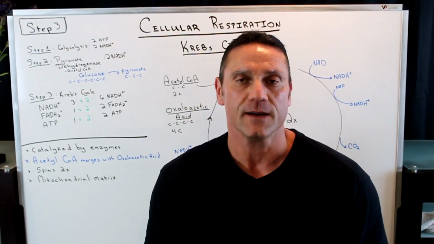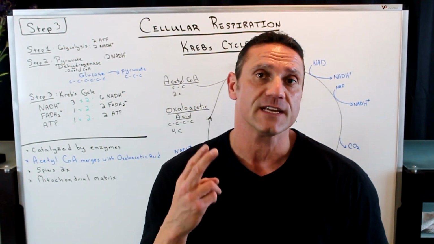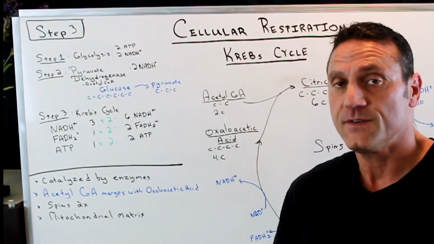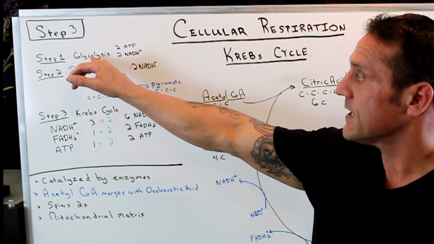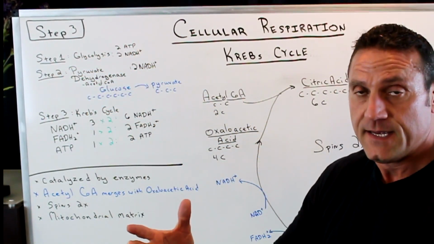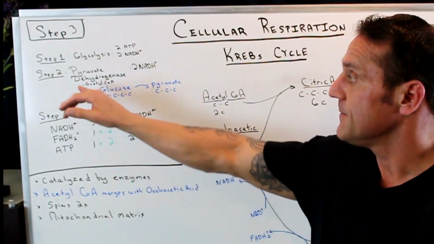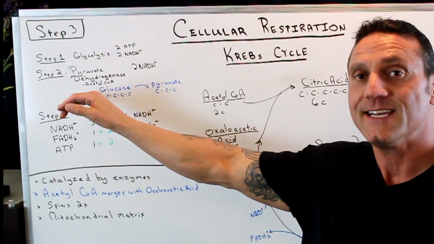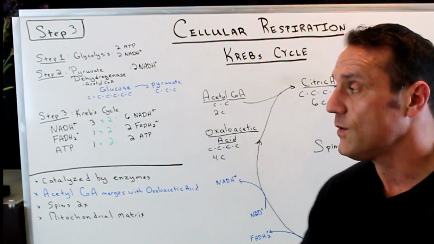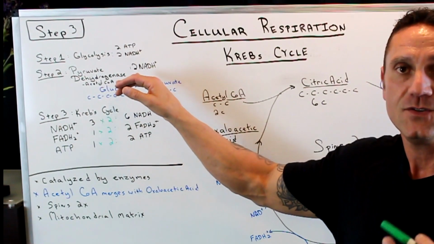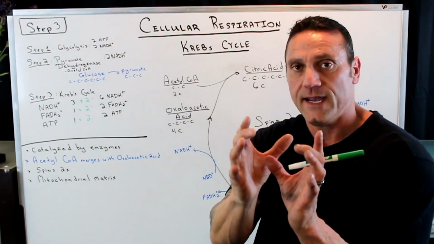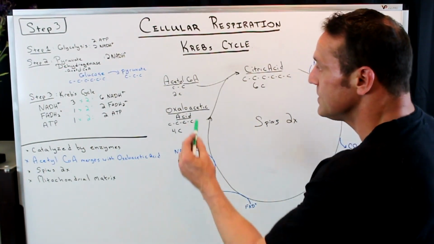Hello everyone, this is Dr. Jawad. I'm going over cellular respiration, step 3, the Krebs cycle. So let's just review some of the steps. Step 1 is glycolysis, and the end result is you're gaining 2 ATPs and 2 NADH pluses. Step 2 is pyruvate dehydrogenase, where you turn the pyruvate into acetyl-CoA, and your net gain is 2 NADHs.